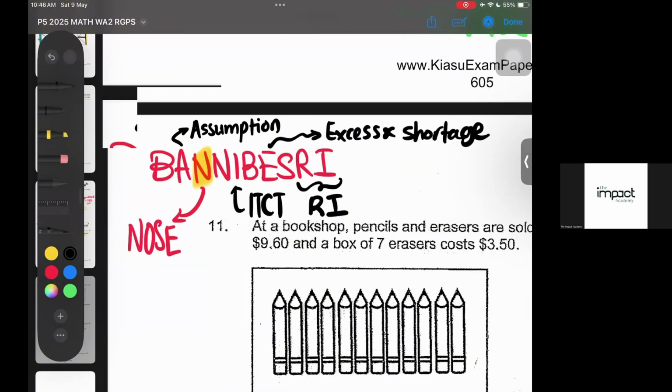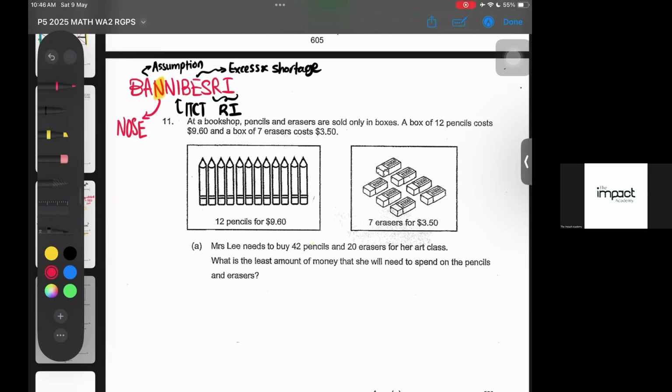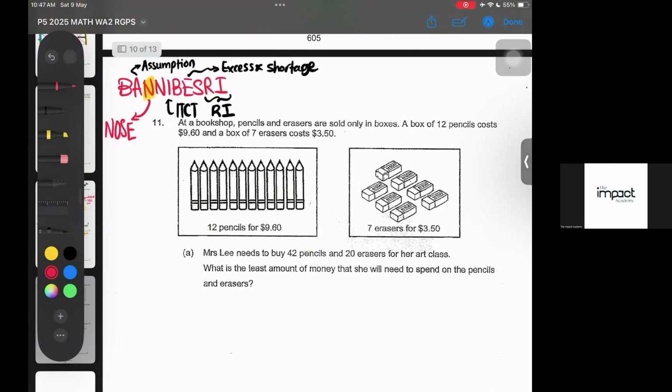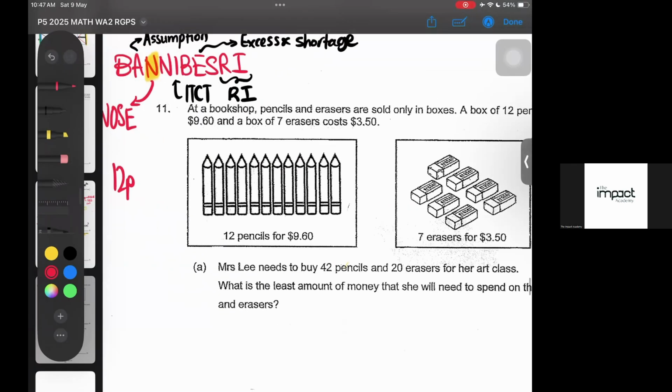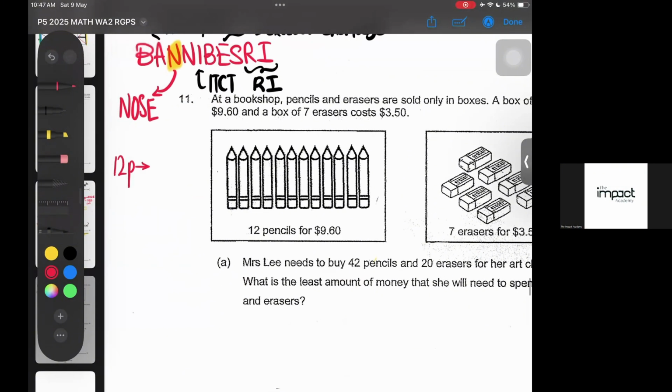All right, now let's read the question together. 1, 2, 3, read. The bookshop sells pencils and erasers only in boxes. A box of 12 erasers costs $9.50, and a box of 7 erasers costs $3.50. Mrs. Lee needs to buy 2 pencils. Wait, okay, very good. So we try not to read too much. As you can see, I always say along the sentence, remember to break it up.